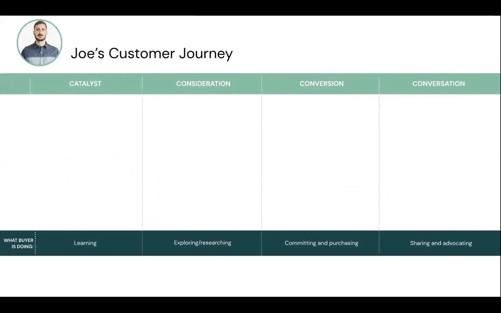There's typically a catalyst period, maybe he has an event coming up where he's thinking about getting a suit. So he needs to be in that learning phase where he's figuring out what he wants. He moves on to consideration, where he's exploring all his options. Finally, he takes the plunge and converts and buys the suit. And then afterwards, there's typically some kind of follow-up conversation that takes place where he's telling his friends about the suit or talking about the experience that he had.